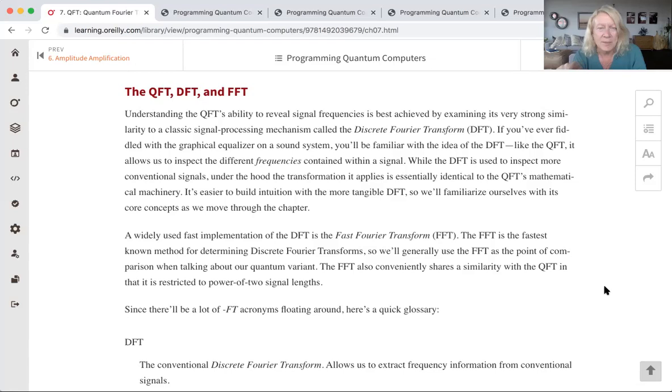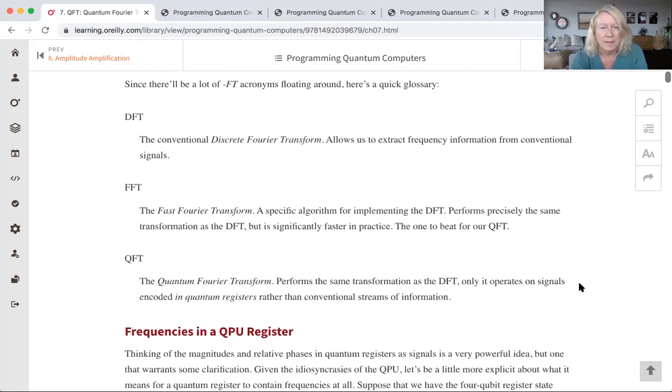So anyway, it's saying it's easier to build intuition with a more tangible DFT, so we're going to start there. An implementation of the DFT is the FFT, the fast Fourier transform, which is the fastest method, and it's used in comparison between classical computing and quantum computing. Then they go on to say the FFT shares a similarity with the QFT in that it's restricted to power of 2 signal lengths, which I'm not sure why that is important, but I'm sure it is because it's in the book. So we've got the definitions here. For the QFT, I'll note it's the same as the DFT. It operates on signals encoded in quantum registers, of course.